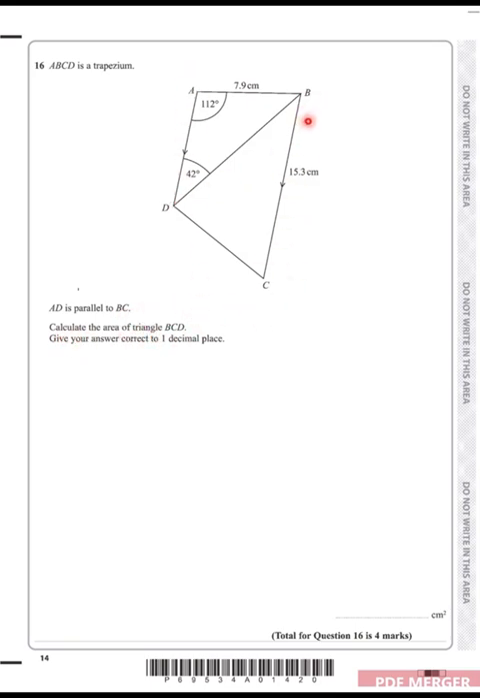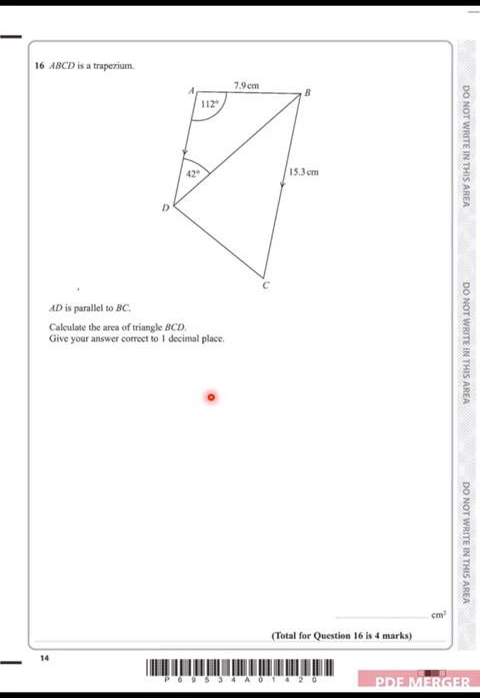Calculate the area of triangle BCD. Give your answer correct to 1 decimal place. 4 marks. This topic is sine rule, for higher students only, grade 6. To solve this question, we need to know the formula for finding a side in sine rule.